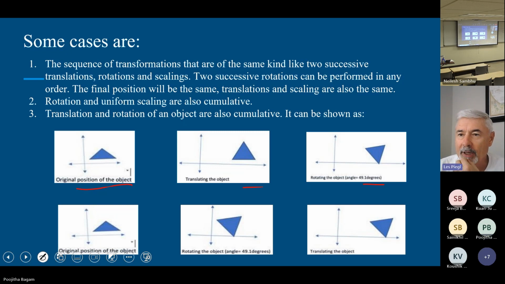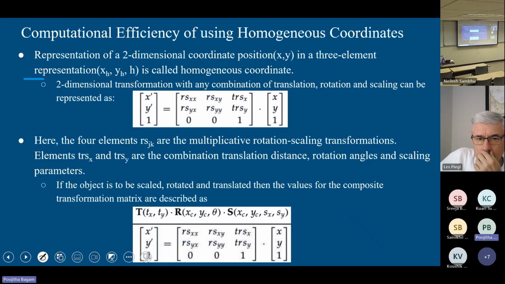Okay, let's continue. So here, by this we can understand that translation and rotation of an object are also cumulative. And coming to the computational efficiency of using homogeneous coordinates. We know that homogeneous coordinates simplify the representation of transformation using matrices. So here we can say representation of a two-dimensional coordinate position in a three-element representation is called homogeneous coordinate. So a two-dimensional transformation with any combination of translation, rotation, or scaling can be represented this way.